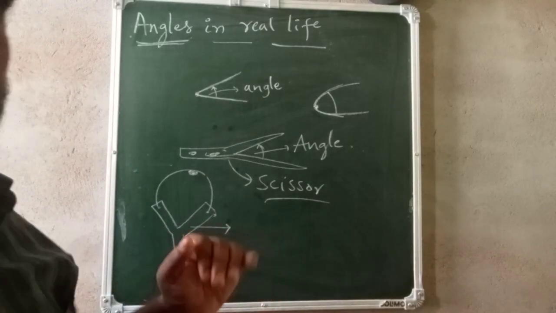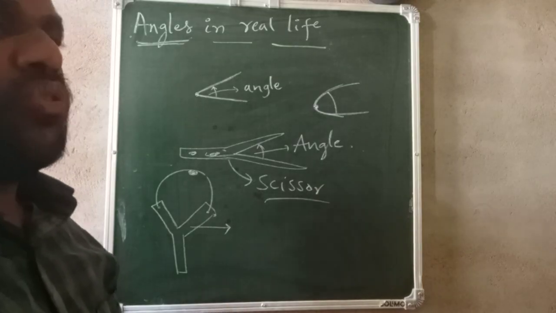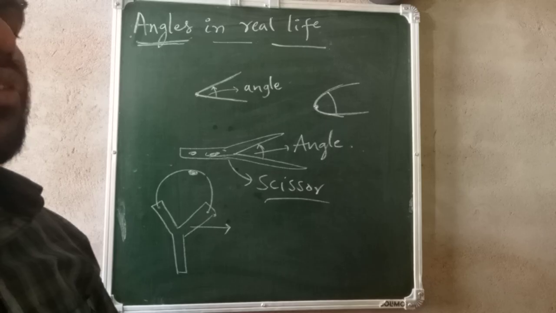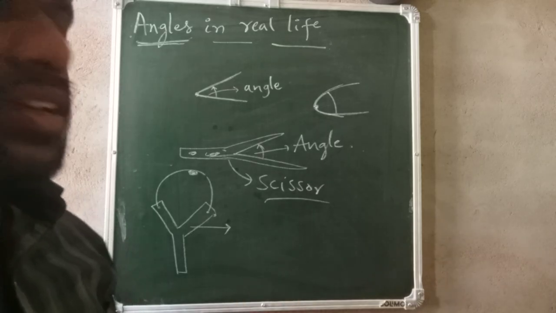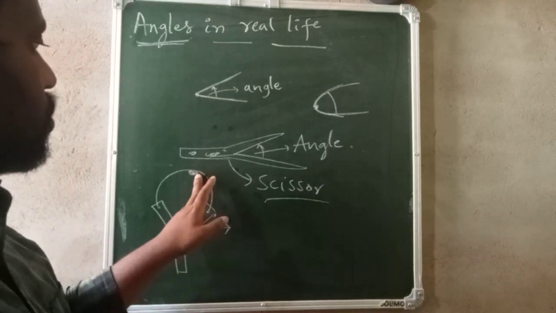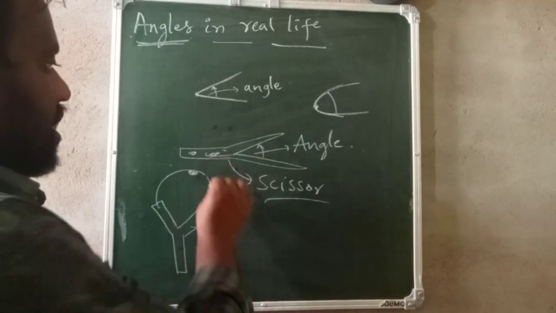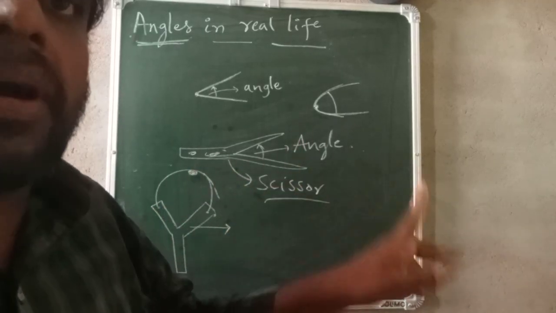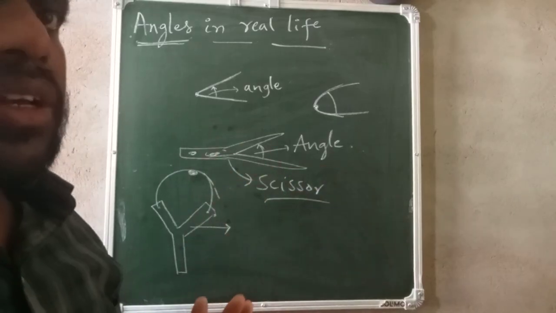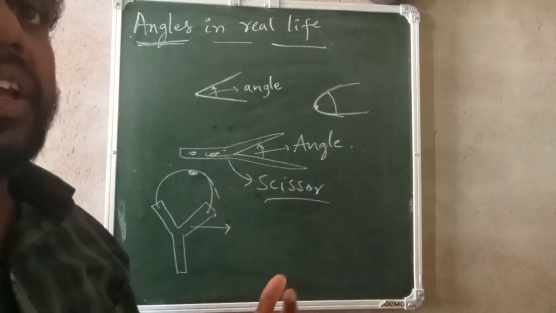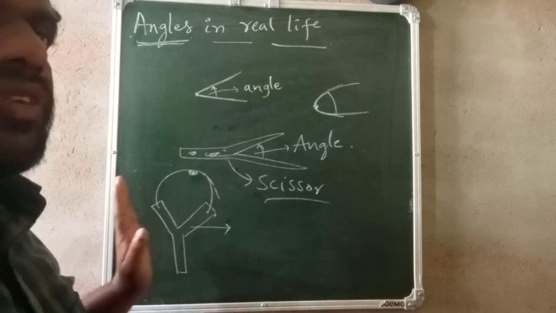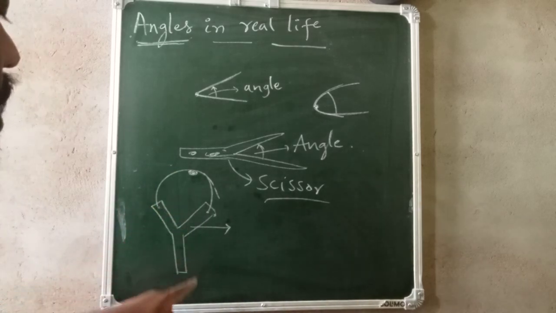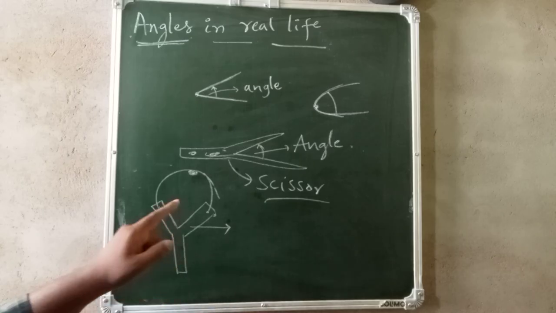Even farmers will use this for protecting their agriculture lands from the birds. They will keep a stone here and drag this thread, so that the stone will go and hit the bird, and that bird will go away. So to protect the crops from being eaten, farmers also use this. It is made of wood.